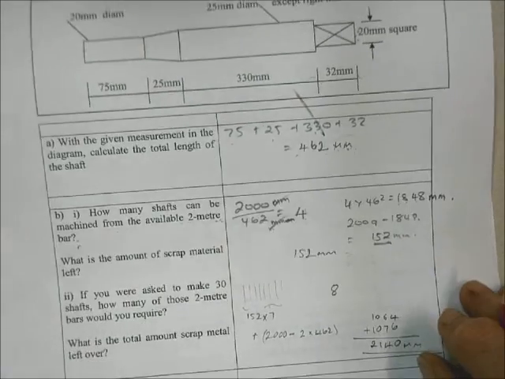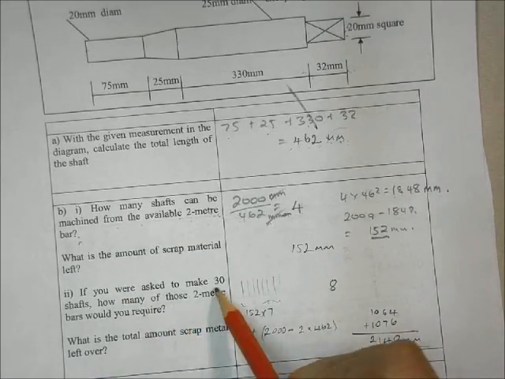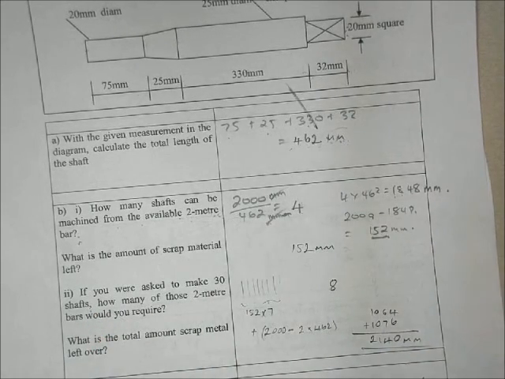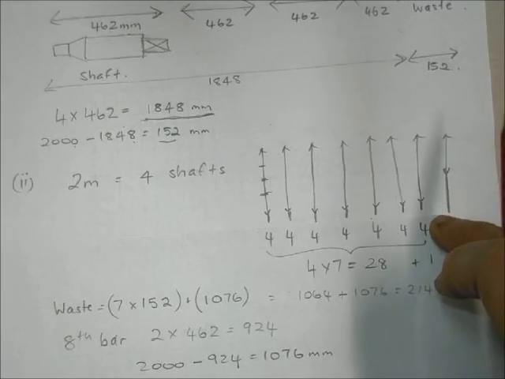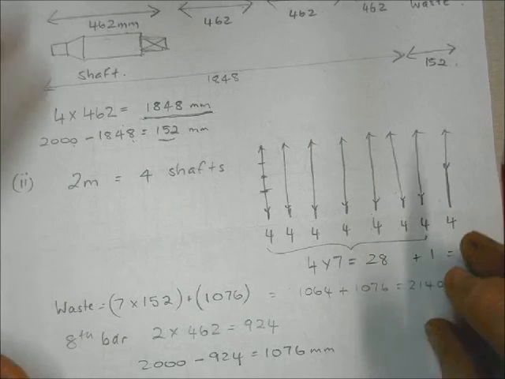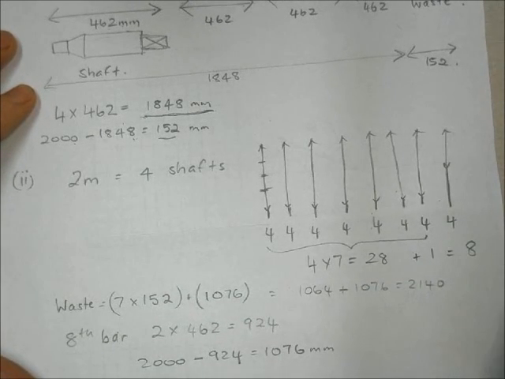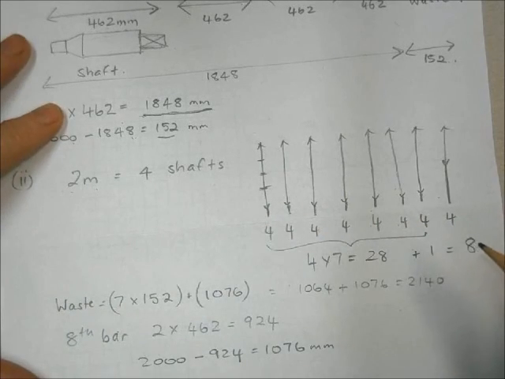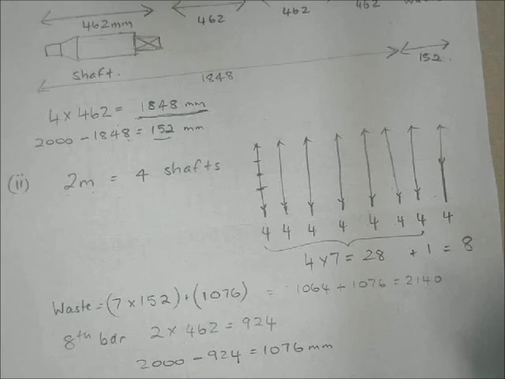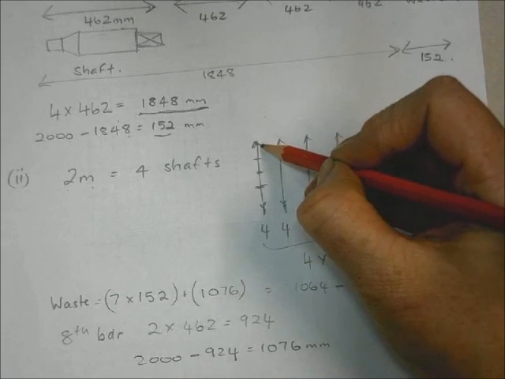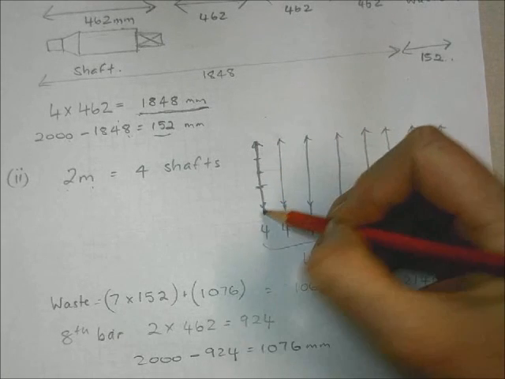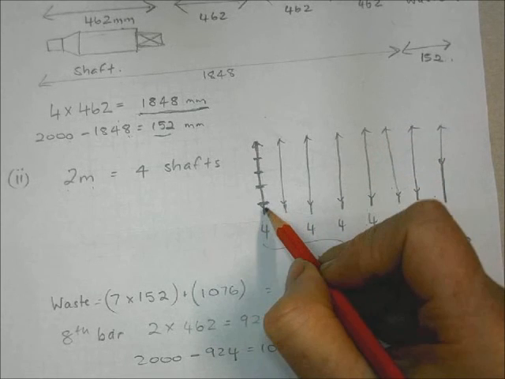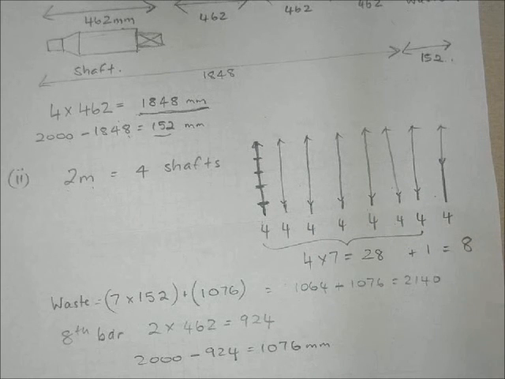Right, now the next question: if you were asked to make 30 shafts, how many of those 2 meter bars would you require? Okay, so let's draw this problem out. We know that a 2 metre bar will make 4 shafts, and we've been asked to make 30 shafts. So I've just drawn one 2 metre bar here, divided it into 4, okay, and this is our little section of waste at the end here.